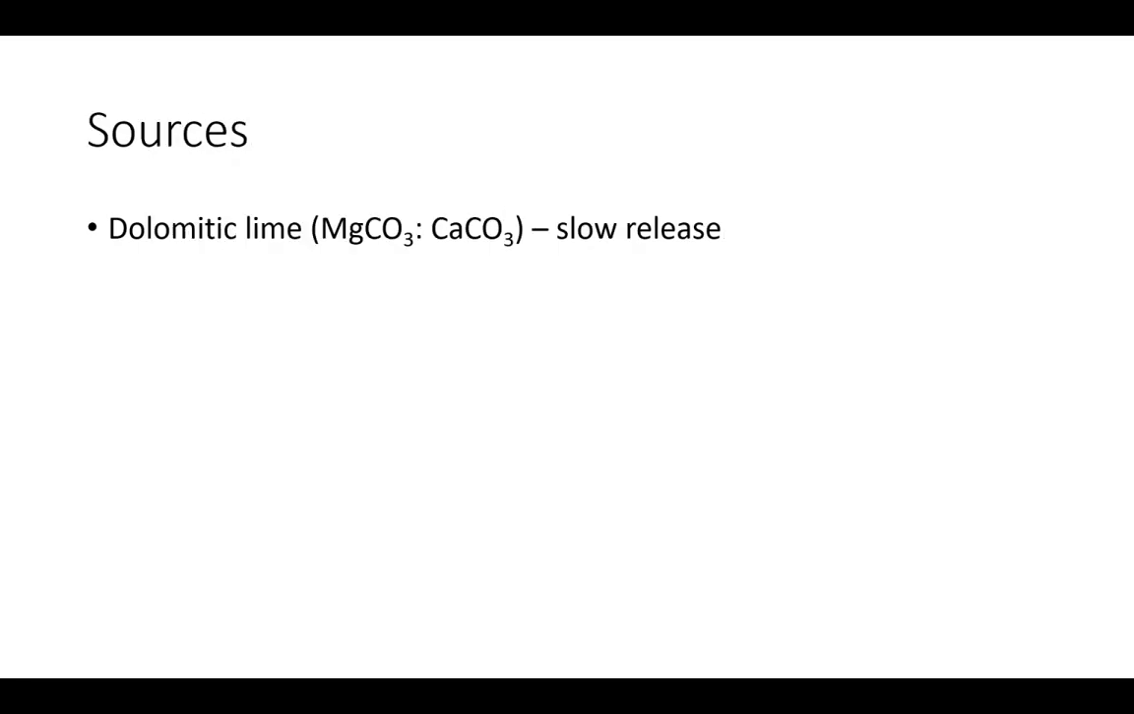Sources. Dolomitic lime, which is a magnesium carbonate calcium carbonate combination, is a slow release material that is used to change soil pH. It has calcium carbonate in it and therefore it is slow released. This needs to be applied at least 6 weeks before planting.